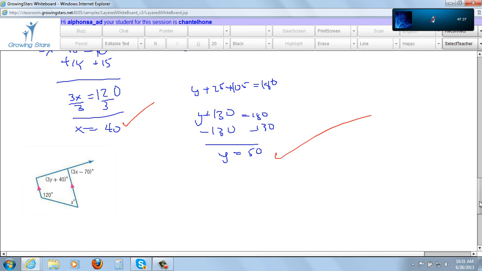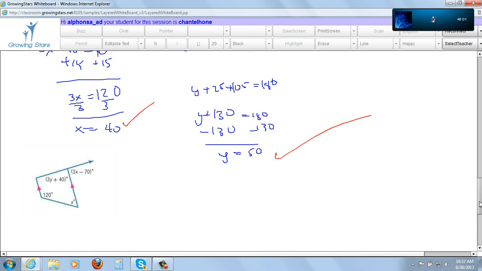I have a question. 3y plus 40 is this one, right? This angle? Yes. So this would be 90 and this would be 90, right? How? Because isn't this like a straight line? But without giving the measurement, we cannot conclude that. It should be given the marking of 90 degrees.